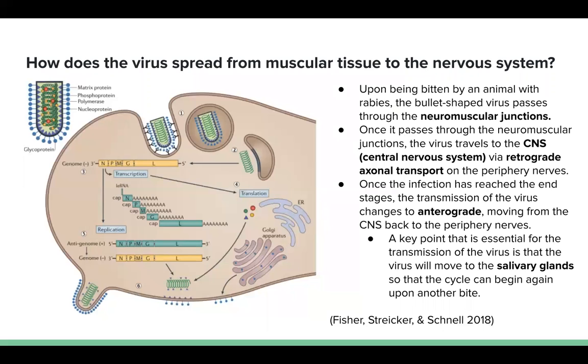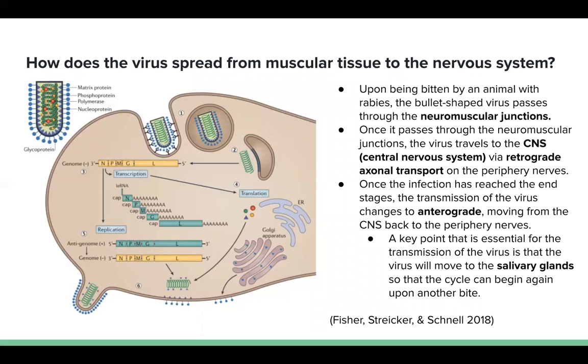All right, now that that is out of the way, I wanted to begin my discussion by explaining how a disease that begins with an infection of muscular tissue can impact your nervous system. According to Fisher, Stryker, and Schnell's article, The Spread and Evolution of Rabies, after the initial bite, the bullet-shaped virus travels towards what's known as neuromuscular junctions. A neuromuscular junction is essentially a place in your body where your nerves and muscles connect to communicate and create movement.